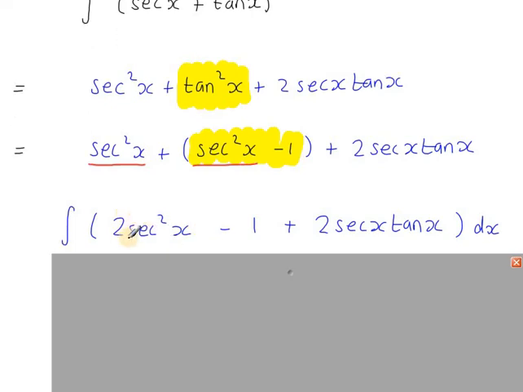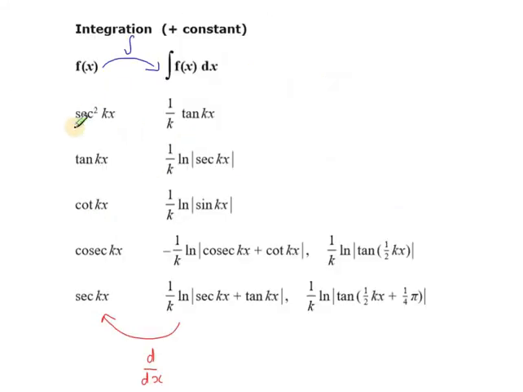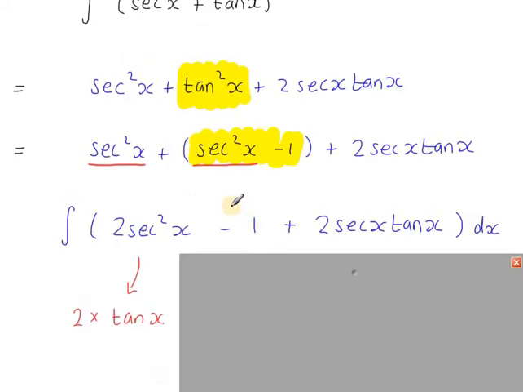So integrating secant squared will give tan, and then there's a 2 there, we multiply by 2. We divide by the coefficient of x for the angle there, so it's just divide by 1, which is not doing anything here. And that was just using this. Secant squared gives tan. Integrating minus 1 gives minus x. Integrating secant tan.